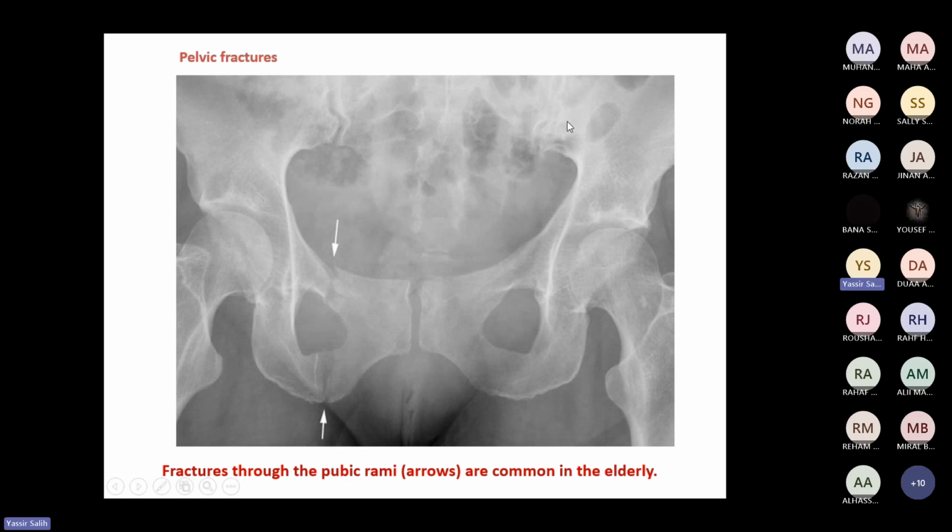What is this exam? Plain X-ray of the pelvis. What striking abnormality do you see? A fracture. Which bone is fractured?